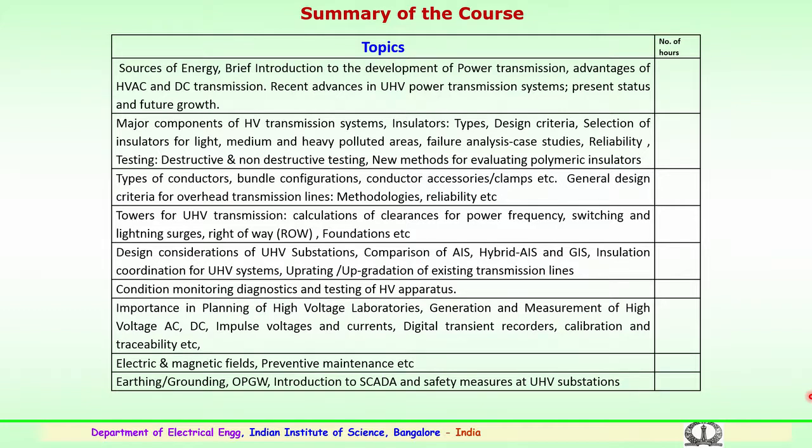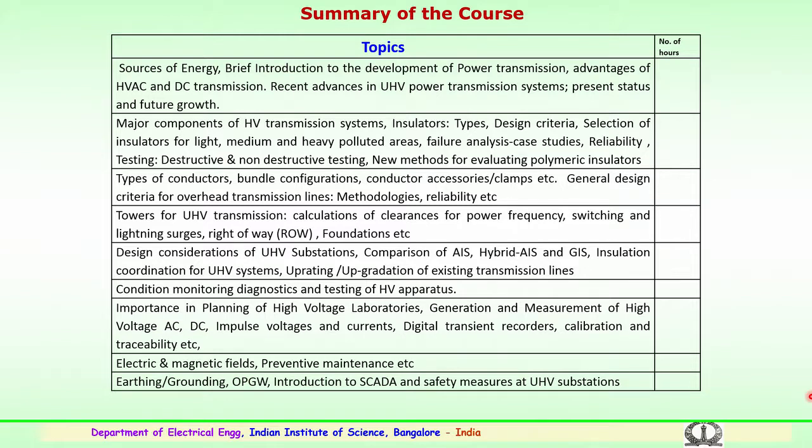Then we saw the types of conductors, various types of conductors which are used in high voltage transmission and distribution networks. We briefly discussed the bundle configuration, various types of conductor accessories, power clamps, connectors, etc. Some general design criteria for overhead transmission lines, the methodologies adopted and the reliability of this were also discussed.